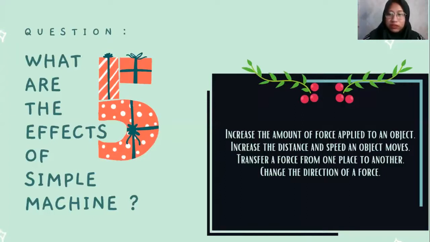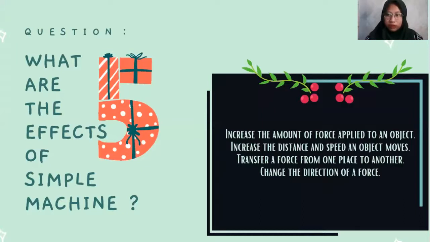And the second one, increase the distance and speed an object moves. So back to the previous example, the box. A box is a stagnant or stable solid thing. It doesn't move anywhere. But if you give it a force, if you put it on a wheel, on an axle, and then you move it everywhere with constant speed, then it is called the effects of simple machine. So you can move the object everywhere with that simple machine. So that's the effect of simple machine.